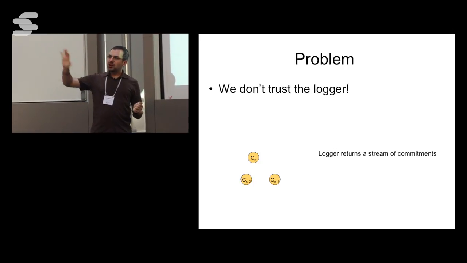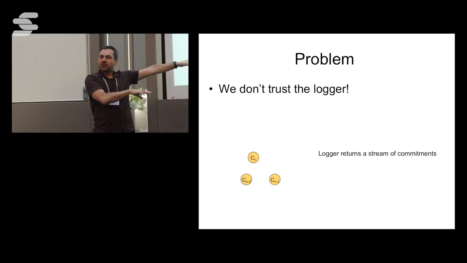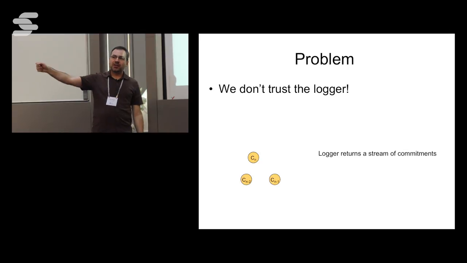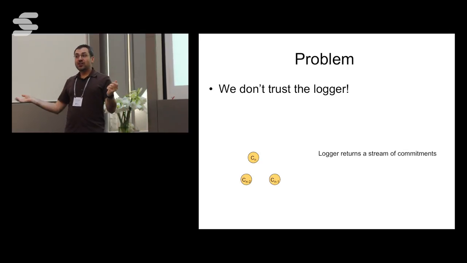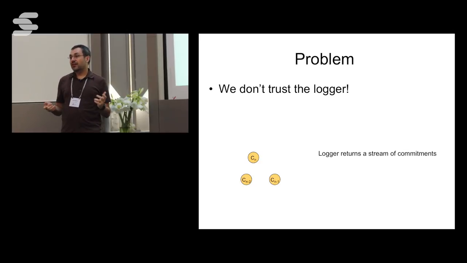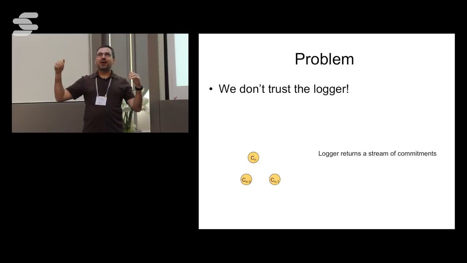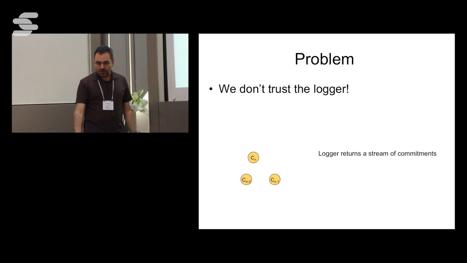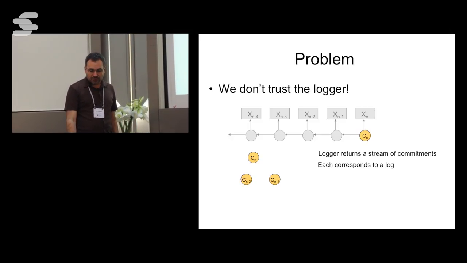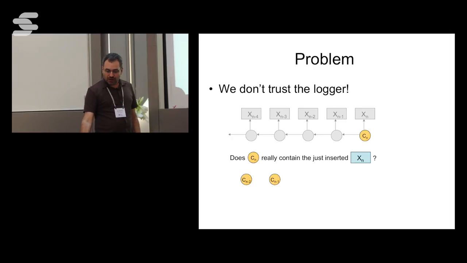So the word commitment and hash of stuff are sort of interchangeable here. If I tell you the hash of a message, then I've committed to that message, and then later on when you see the message, you can verify it. So think of a commitment as a mathematical abstraction of a hash. Anyway, the logger returns a string of these commitments, and each corresponds to a log.